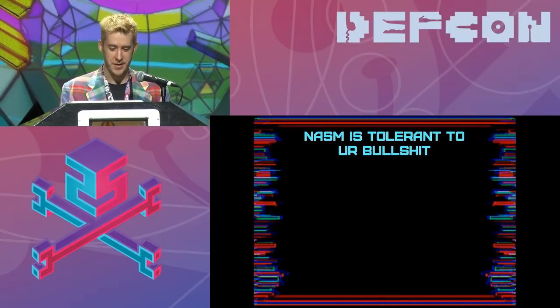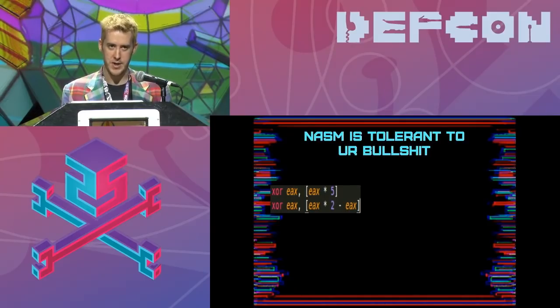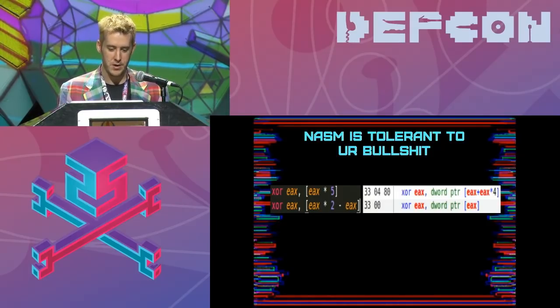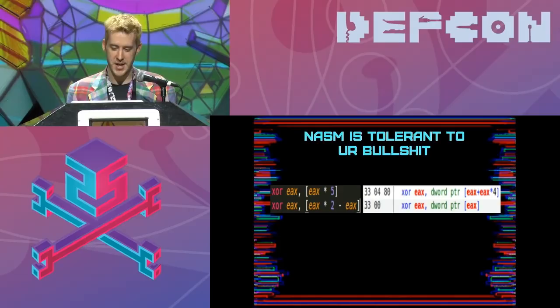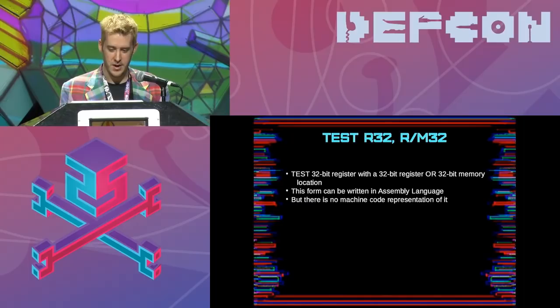NASM is tolerant to your bullshit. So you can write something like EAX times 5, even though you can only do times 1, times 2, times 4, times 8. You can do EAX times 2 minus EAX, even though minus isn't a thing at all. Because NASM is smart, it's cool, I praise NASM. EAX times 5 is pretty much the same thing as EAX plus EAX times 4, which is a thing. And EAX times 2 minus EAX is just EAX, and that's a thing. So NASM's tolerant to your bullshit, and it'll do that too.